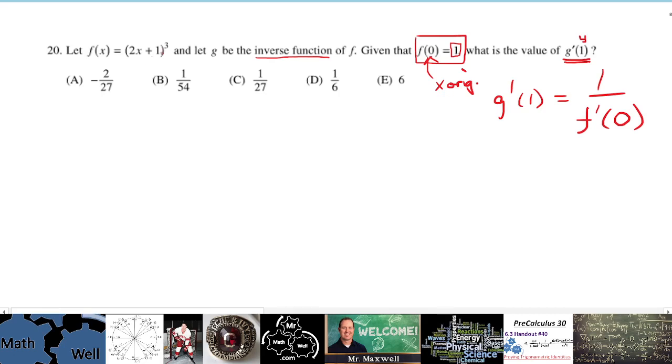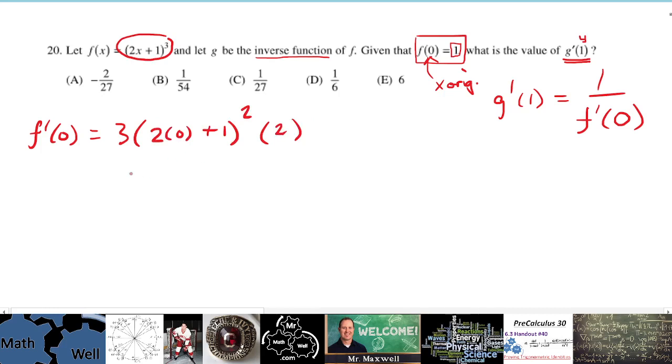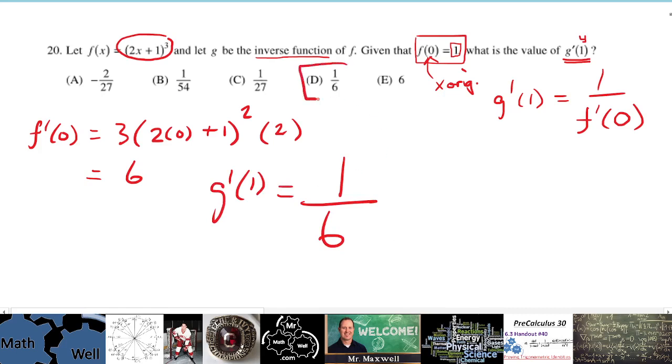So then you go, oh, no problem. What's the derivative of this? So I need to find f prime of 0. Well, that's going to be 3 times 2, and x is 0. So I'll do all this at once. Squared times, derivative of the inside is 2. So this is 0 plus 1, so it's 1 squared times 3 times 2. So 3 times 2 is 6. So I need to do 1 over 6. And that's my g prime of 1. And you look around and scan here, there you go. It's D.